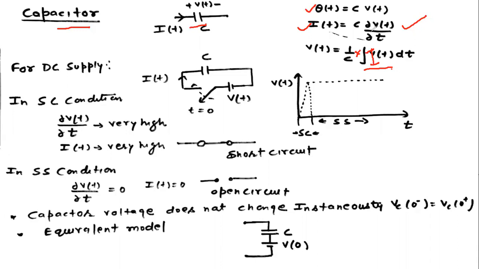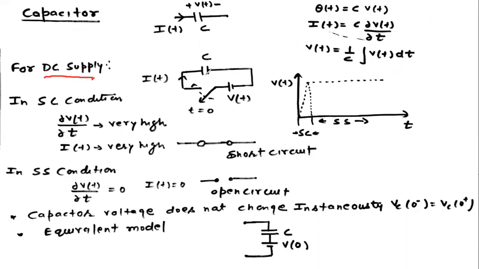So v(t) equals 1 upon C times the integration of i(t) dt, and in differential form i(t) equals C dv(t)/dt. So both of these equations are very important. Some basic questions in ESE, GATE, or any PSU exam will be related to these two equations. So it is very important to learn the basic relation across the capacitor.